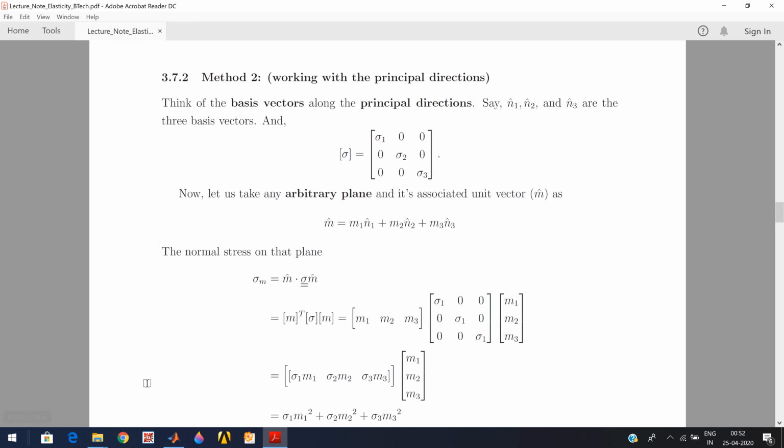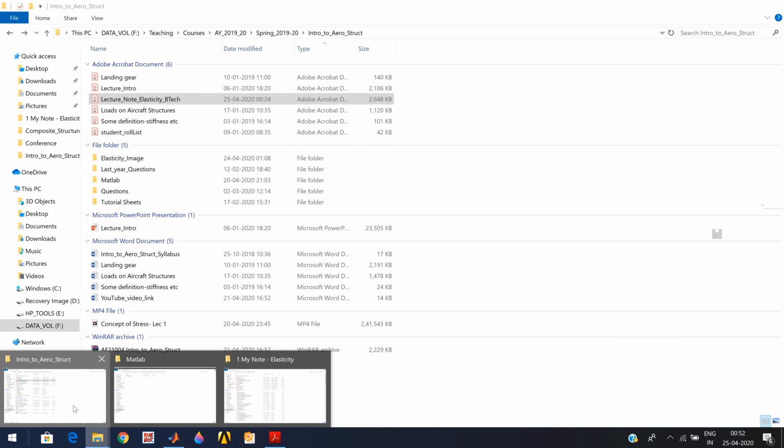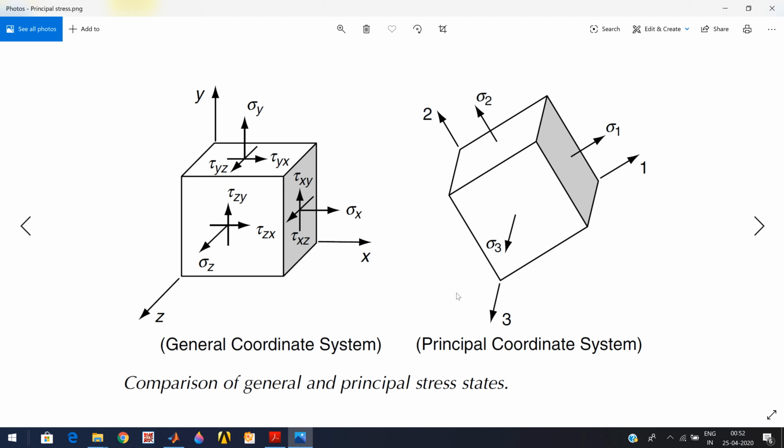So that also we have proved. So if I just take one image here, you'll see what we are talking about. This orthogonal basis system along the principal direction. So if we have a general basis system, then the stress components will be represented by this. So we'll have all stress components, the normal stresses and shear stresses.